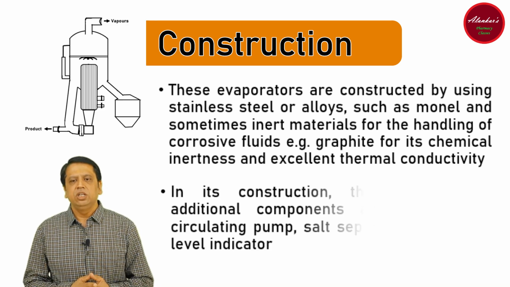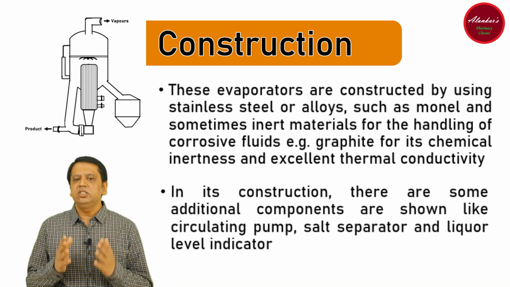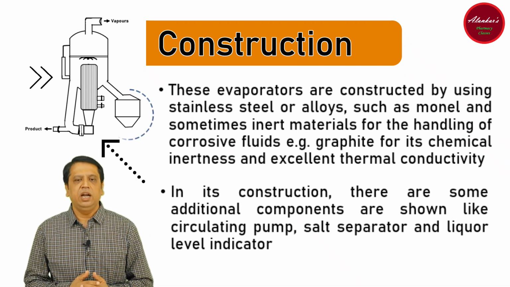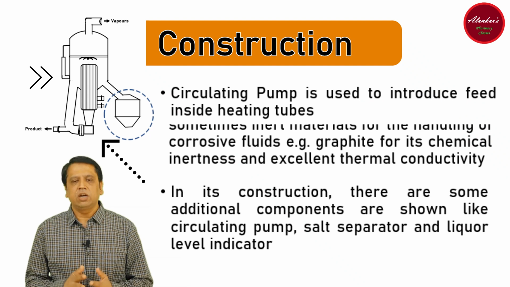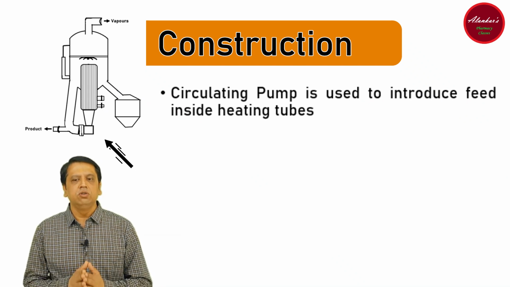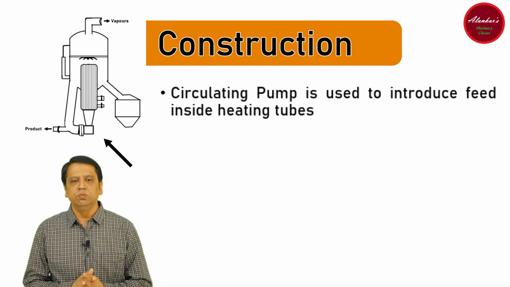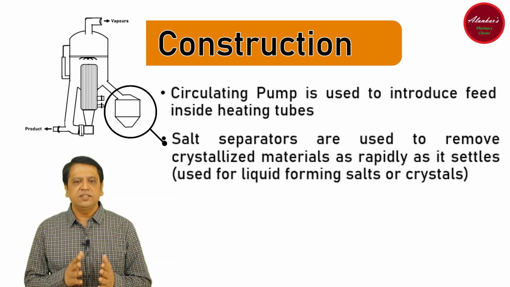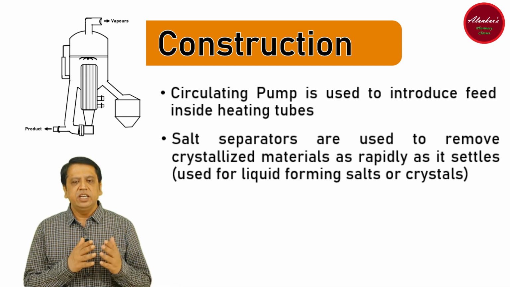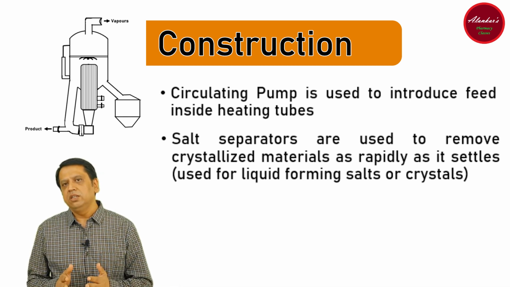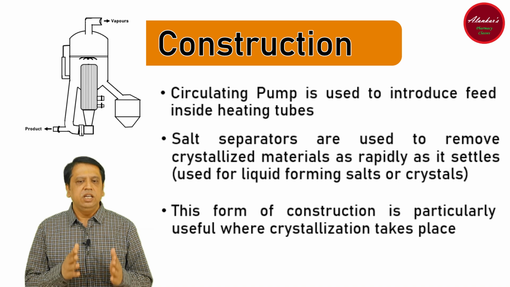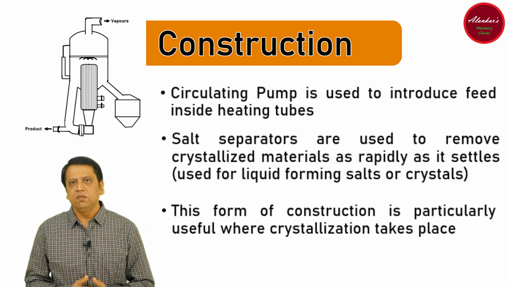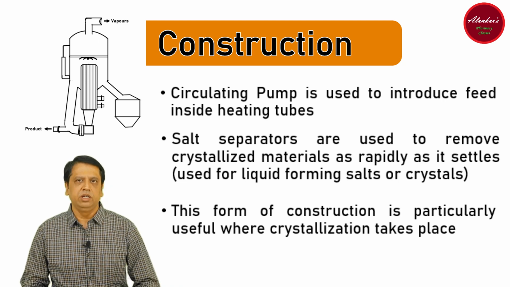In its construction, you can see that there are some additional components, for example circulating pump, salt separators and liquor level indicator. Circulating pump is used to introduce feed inside heating tubes. Salt separators are actually used to remove the crystallized material as rapidly as it settles. It is basically used for liquid forming salts or crystals. And this form of construction is particularly useful when liquid forms crystals inside evaporator.